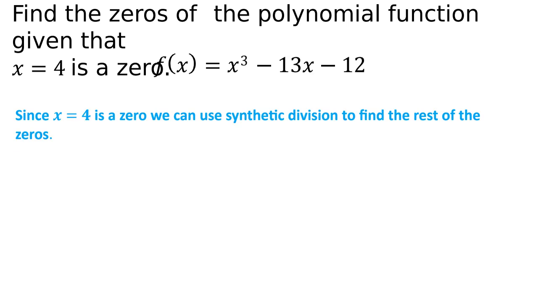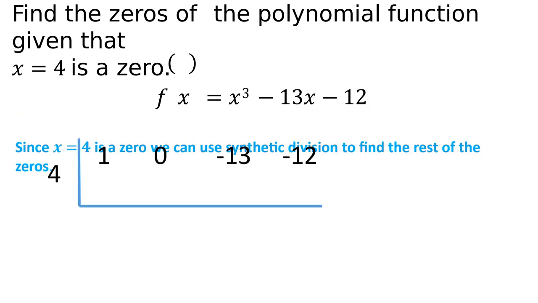So when we do the synthetic division, we say 4, and then we write the coefficients of our polynomial. But for the coefficients, if you notice on my original polynomial over here, there is no x squared. When we have a missing power, we replace it with a 0. So that's why here we have a 0. So we have 1, which is my coefficient of x cubed, and then a 0, because x squared is a missing power, negative 13, and negative 12.